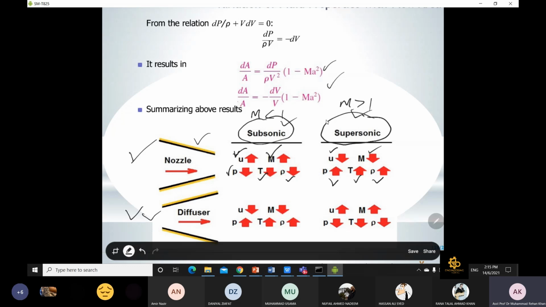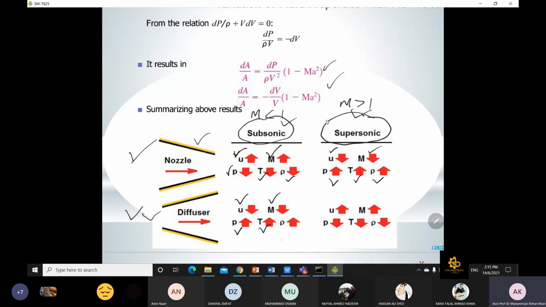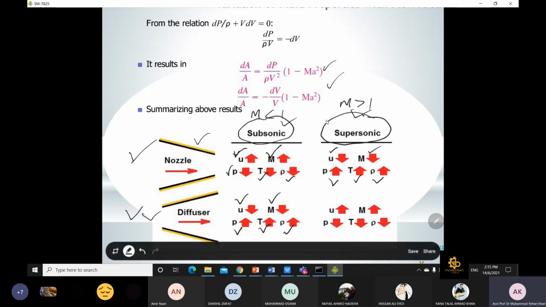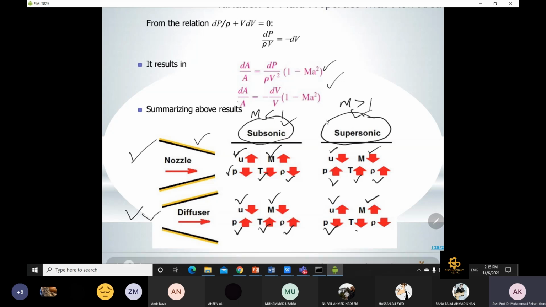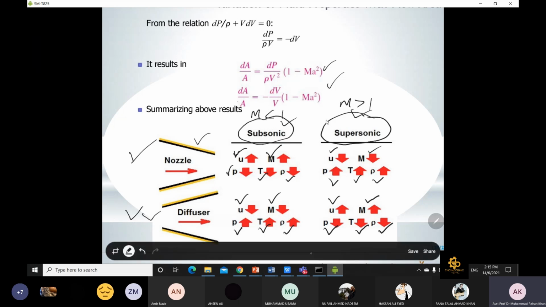Now, if we change the geometry to a diffuser, where the inlet opening is smaller in comparison to the outlet opening, we get a velocity decrease at the outlet. The Mach number also decreases, pressure increases at the outlet, temperature increases, and density also increases. But if we move towards supersonic flow, we get an increase in velocity, and then an increase in Mach number, a decrease in pressure, a decrease in temperature, and a decrease in density. So how do we get to know that there is a decrease in pressure, or an increase in temperature, when we are changing the geometry?